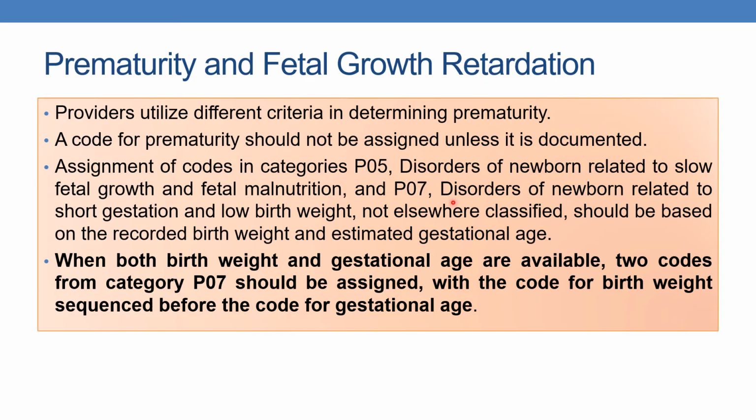Codes from category P05. This is also an important guideline: when both birth weight and gestational age are available, two codes from the category P07 should be assigned, with the code for birth weight sequenced before the code for gestational age. The code for birth weight will take precedence before the gestational age. When both birth weight and gestational age are available, two codes can be assigned from the category P05, with the code for birth weight taking the sequence or precedence before the code for gestational age.